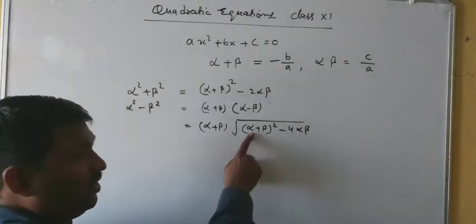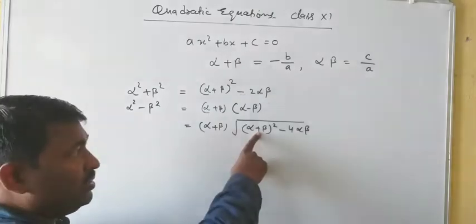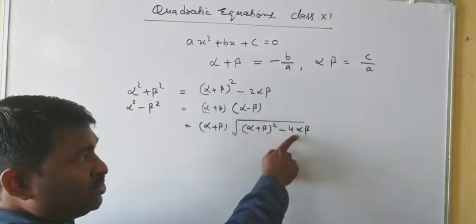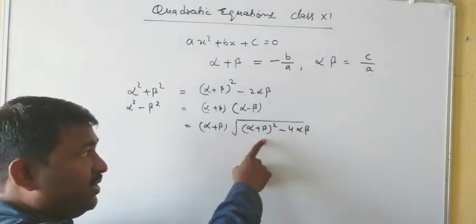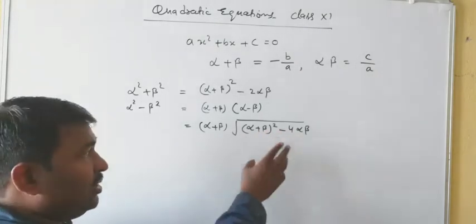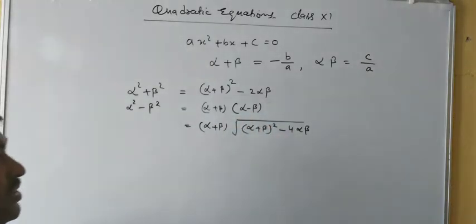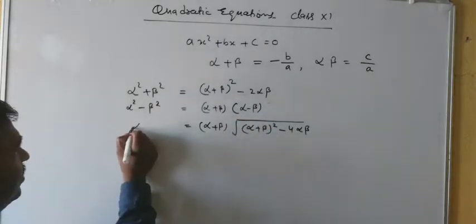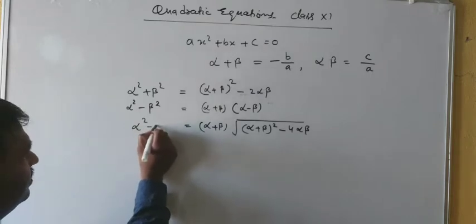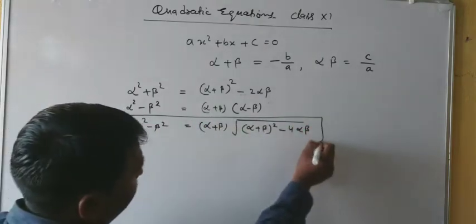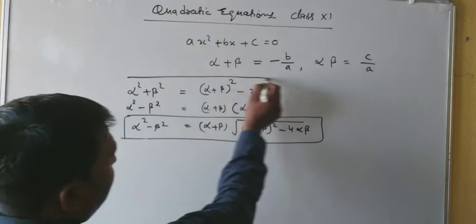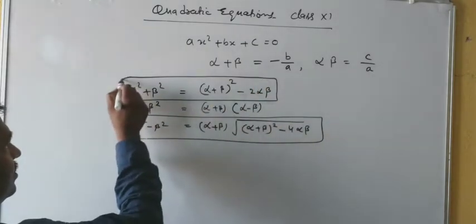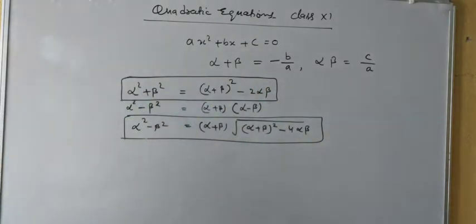It will give you alpha square plus beta square plus 2 alpha beta. Here minus 4 alpha beta will give you alpha square plus beta square minus 2 alpha beta. That will give you alpha minus beta whole square, and hence it will come out as alpha minus beta. So this is your important formula for alpha square minus beta square. This is used in the square root of a complex number. Okay, so these are the important relations.